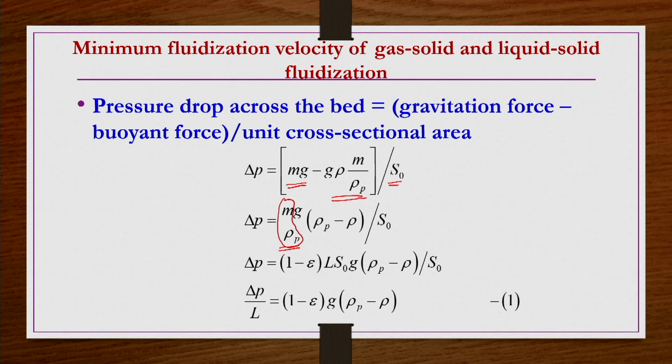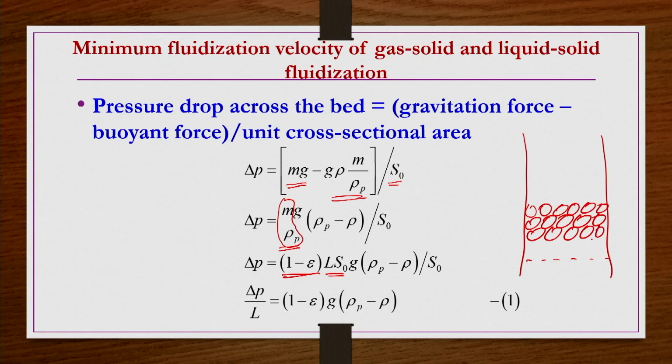Okay. So that you can calculate by L S naught multiplied by 1 minus epsilon, because this is the initial bed that you are having. Let us say all this is in packed conditions. So if this is the initial packing height L, and the cross section area of this bed is S naught, what is the total volume of the bed? The bed volume is going to be L multiplied by S naught.